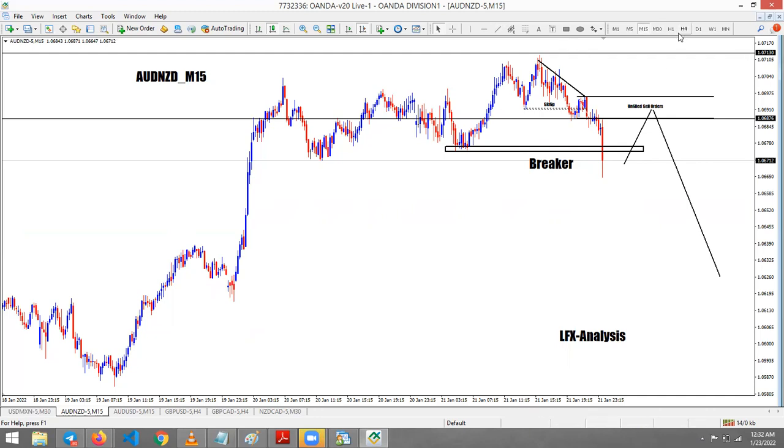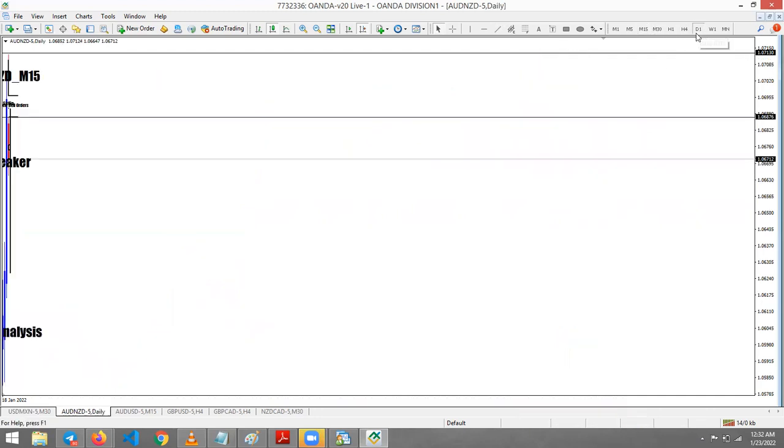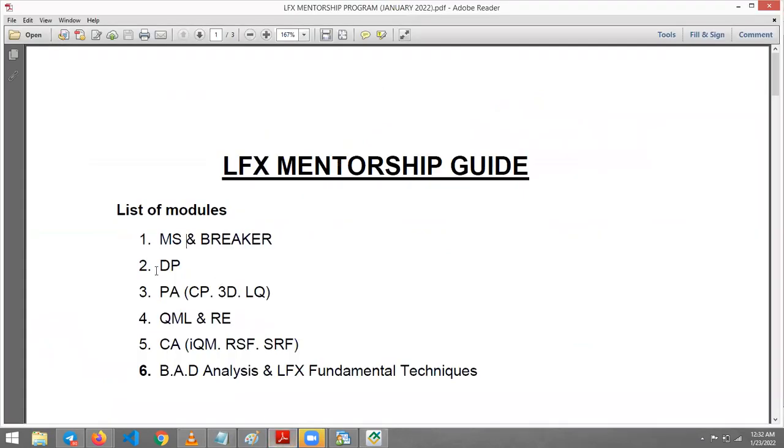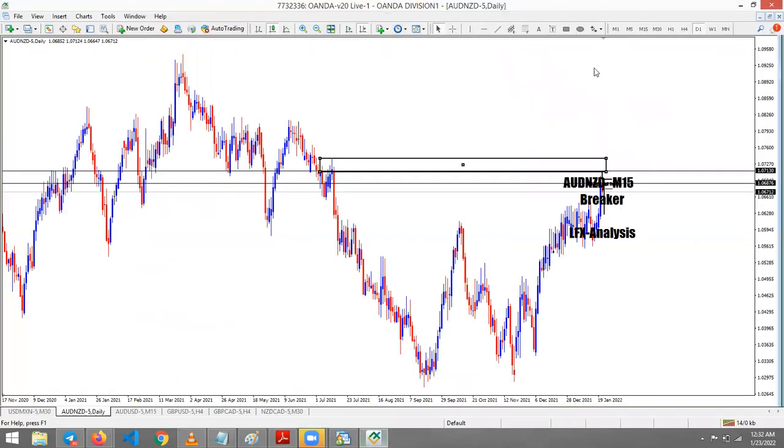Even if I was to go to a higher time, let me go to daily. So you can see on daily, price has already tested a decision point right there. That is why I said we shall learn more of these things under session 2. So now the decision point also confirms a change of trend. Then the breaker gives you further confirmation about the direction.